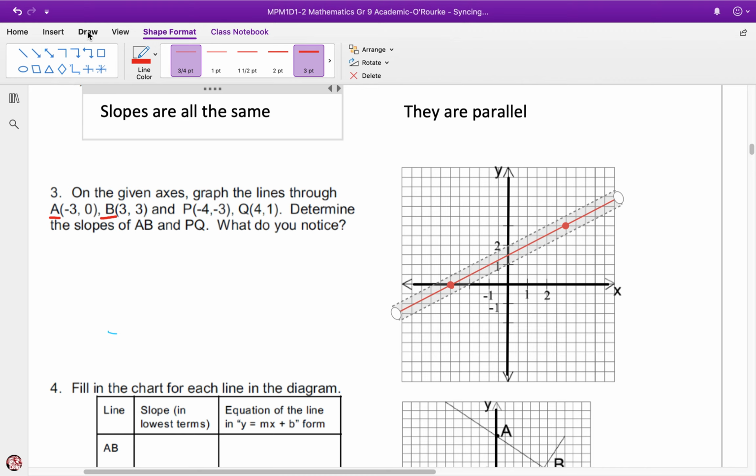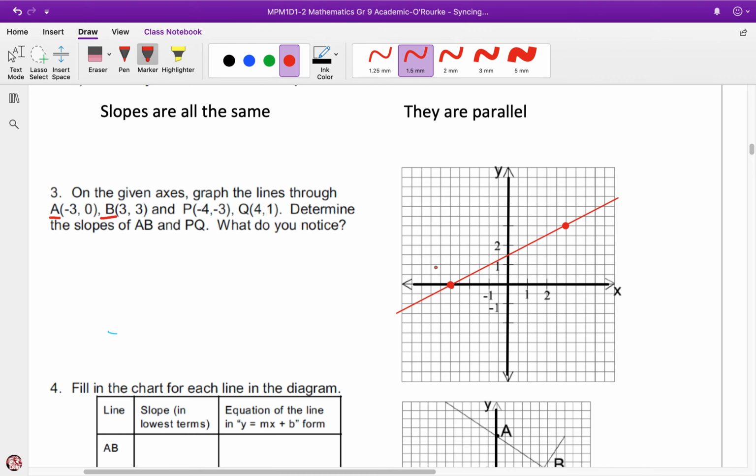So let's go back to my drawing. And I have my pen, which hopefully is back to small. And I go up and over. We're going to go up 3, and I'm going to go over 6. So m equals 3 over 6, which equals a half.